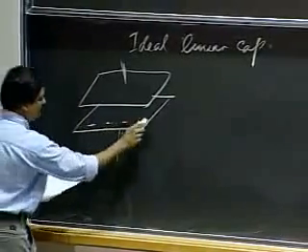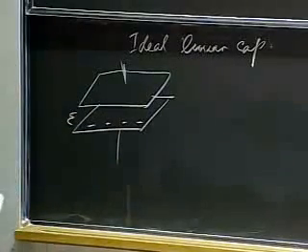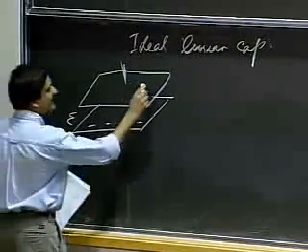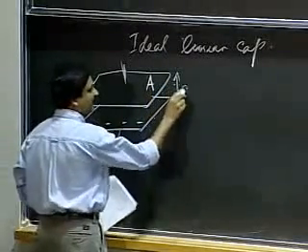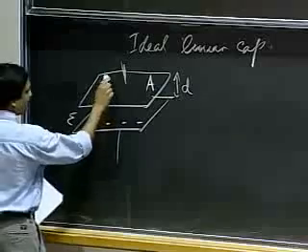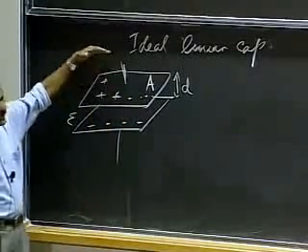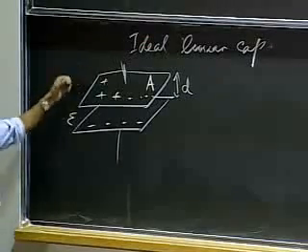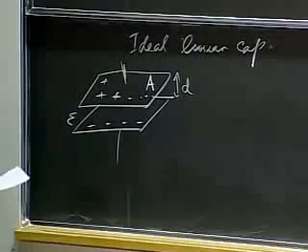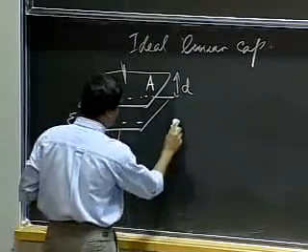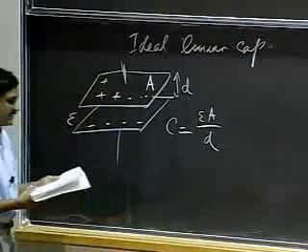There are a couple of plates. Between the plates is some dielectric, permittivity epsilon. Let's say the area of the plates is A, and let's say the plates are separated by a distance D. Okay, I get some charge here, let's say Q, so Q and minus Q on the capacitor, and the capacitance C is given by epsilon A divided by D.